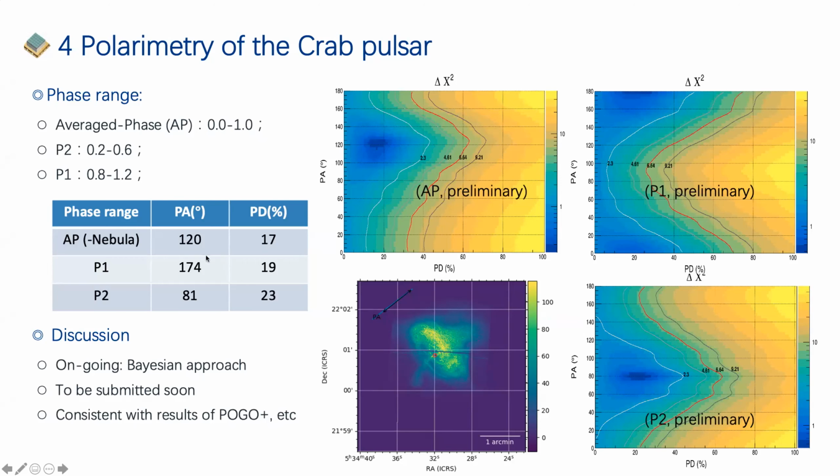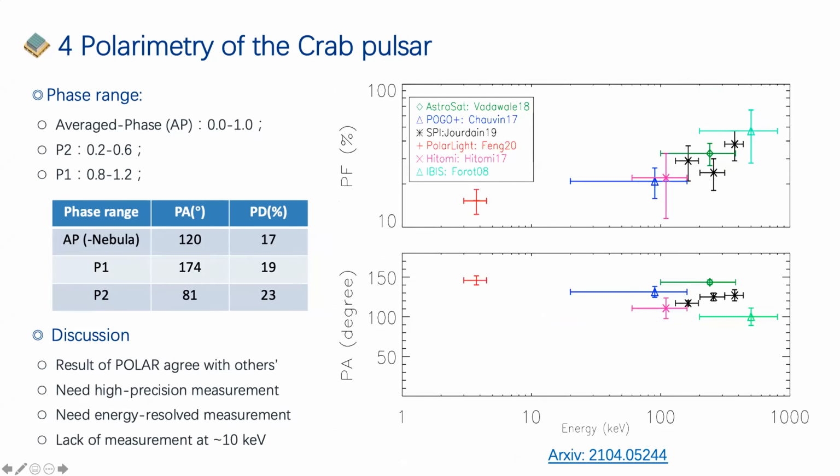But I didn't show the errors now, since we are also doing our Bayesian approach, where we can get our posterior, then we will get these errors formally. So this work will soon be published after the Bayesian analysis is done. But overall, our results are consistent with other measurements like PoGO+. So here let's have a quick look at the comparison.